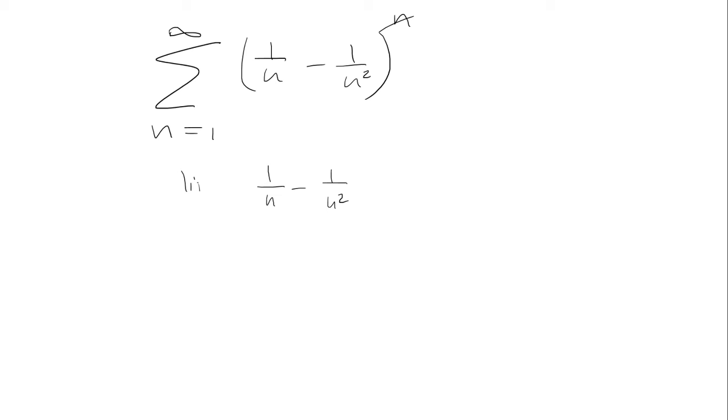All right, next, we have a sum from n equals 1 to infinity of (1 over n minus 1 over n squared) raised to the n power. So we're going to use a root test, which will eliminate the nth power. We'll have 1 over n minus 1 over n squared, and then the limit as n approaches infinity. They're both going to 0. So my limit is 0, which is less than 1. So this converges by the root test.